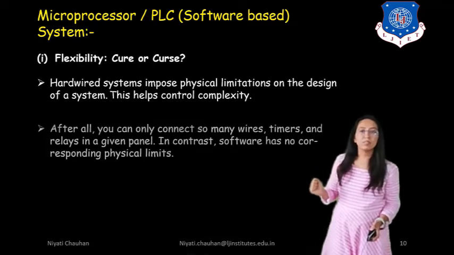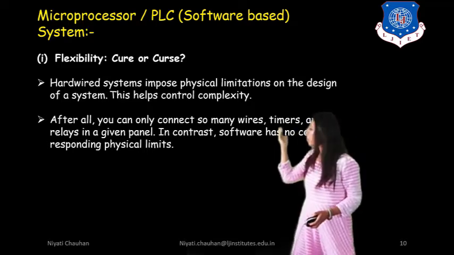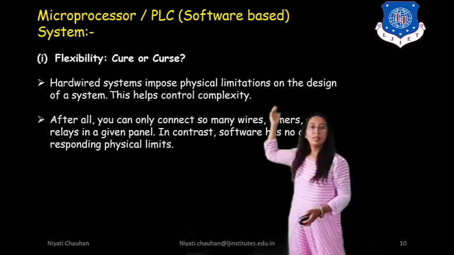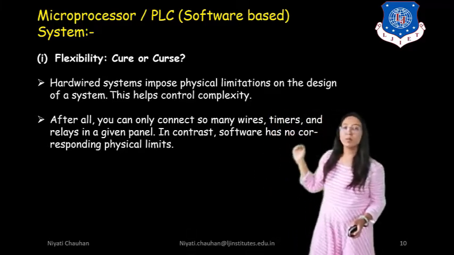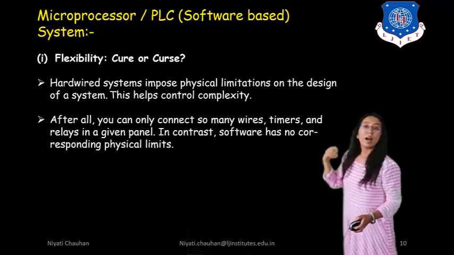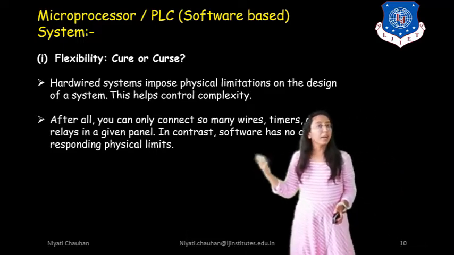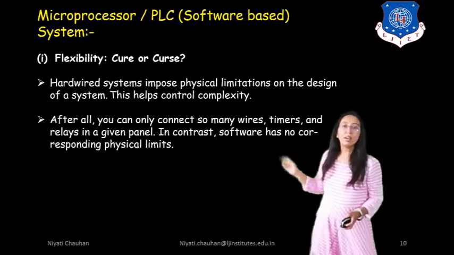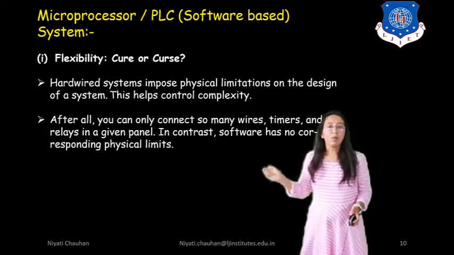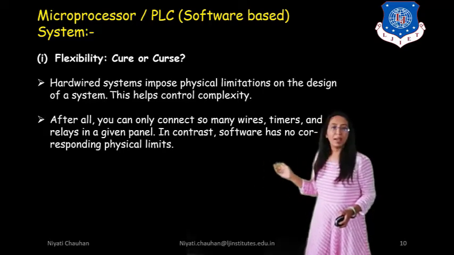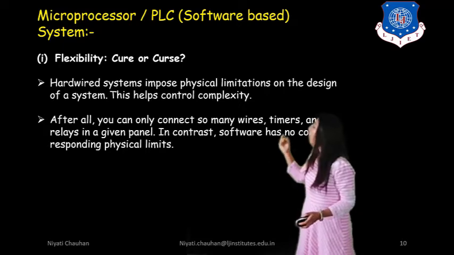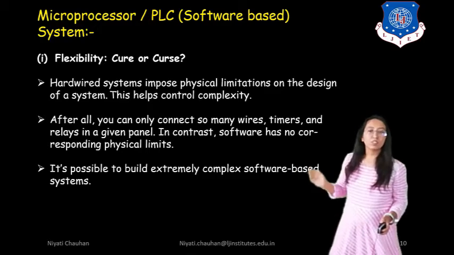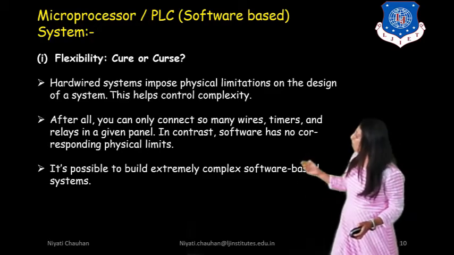Next, hardwired systems impose physical limitations on the design of a system. This helps control complexity. After all, you can only connect so many wires, timers and relays in a given panel. In contrast, software has no corresponding physical limits. It's possible to build extremely complex software-based systems.